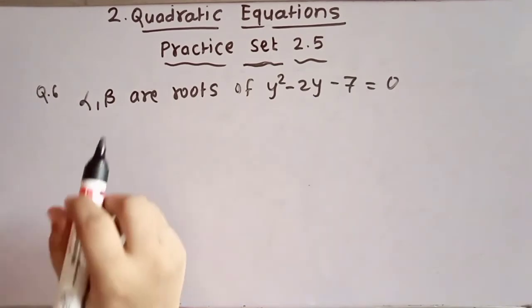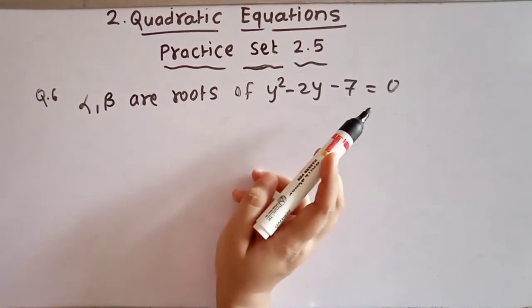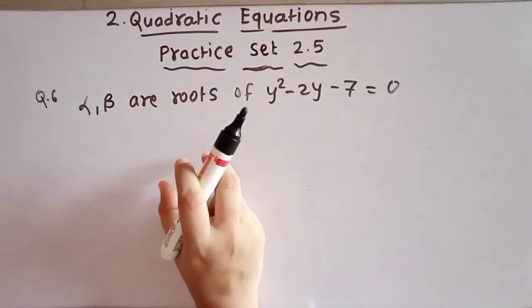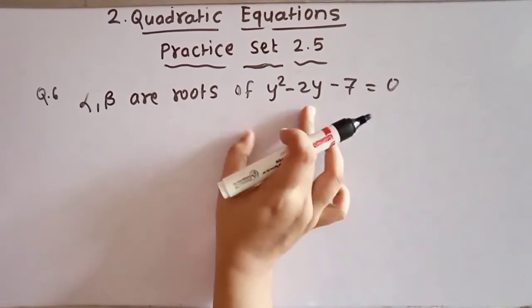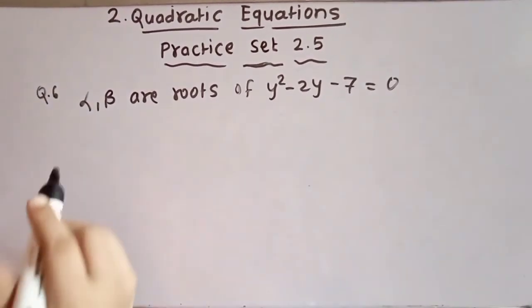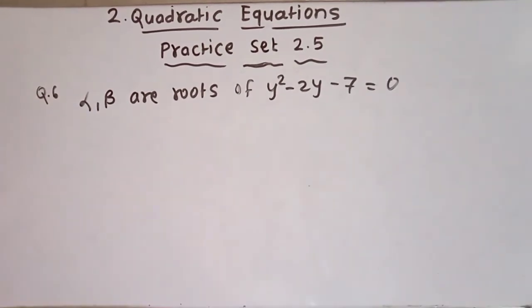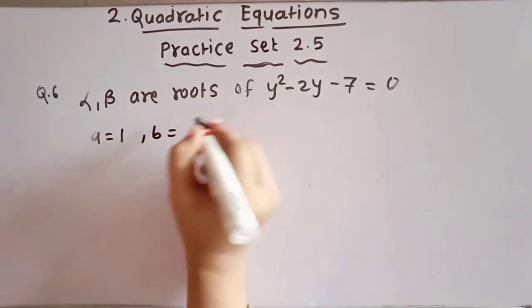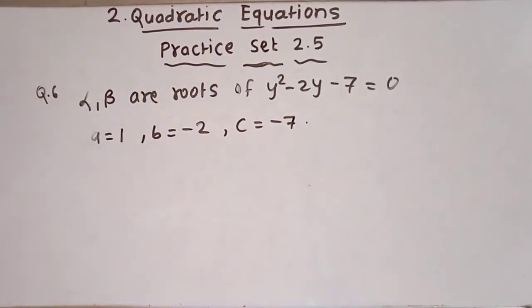Now see question number 6. Alpha beta are roots of y square minus 2y minus 7 is equal to 0. You have to calculate alpha square plus beta square and alpha cube plus beta cube. Now first we have to compare this equation with the general form. So you have to write, compare y square minus 2y minus 7 is equal to 0 with ax square plus bx plus c is equal to 0. Okay. So you will get a is equal to 1, b is equal to minus 2 and c is equal to minus 7. Okay.